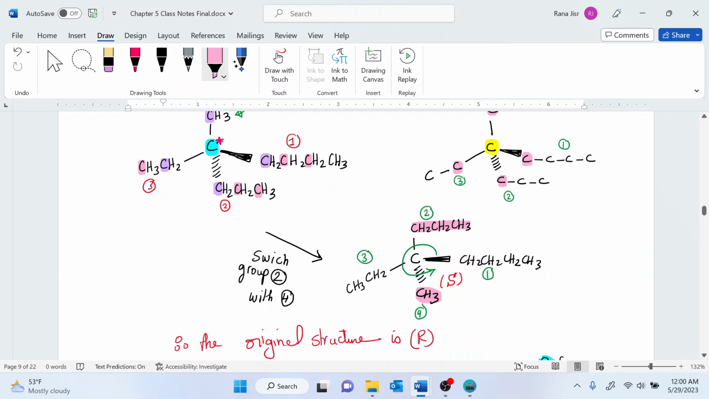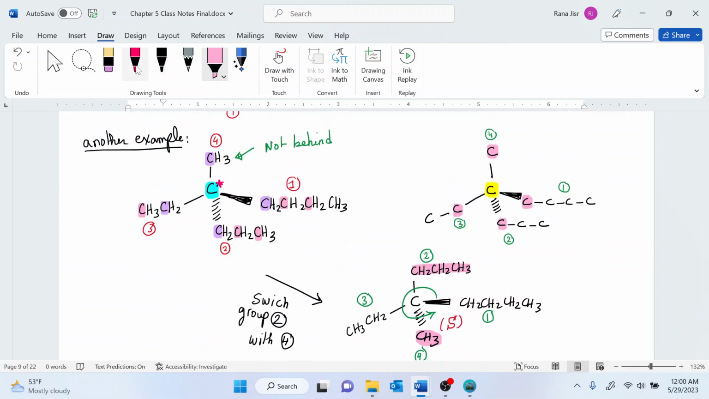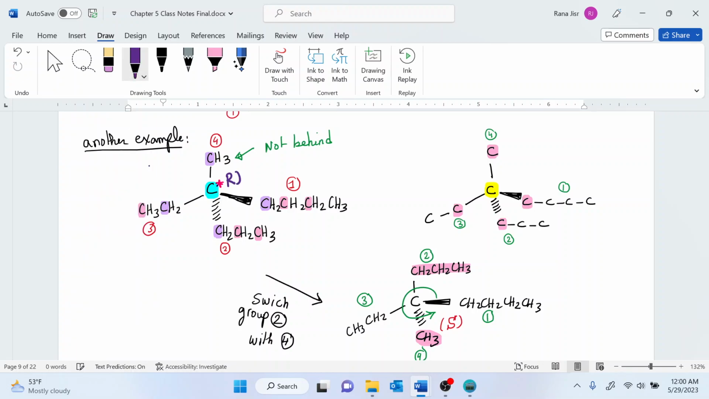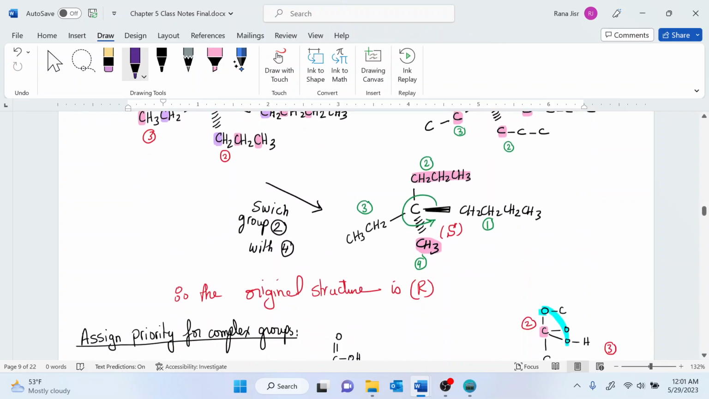Once you do this, go ahead and do your configuration around the chiral center. This is 1, 2, and 3. In reality it is S, but since you did the switch, it's going to be R. So the original structure is an R configuration and not an S configuration. And this is why you put R over here, which is the absolute configuration of this chiral center.